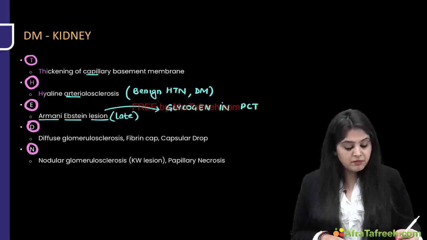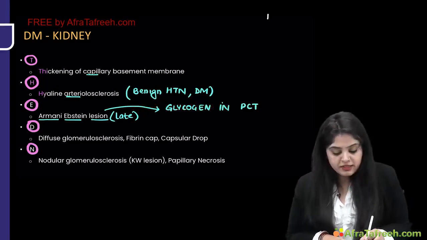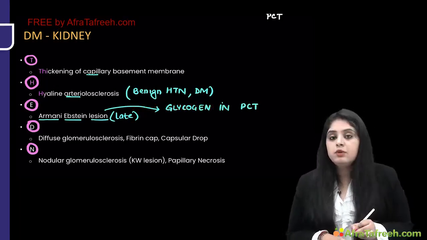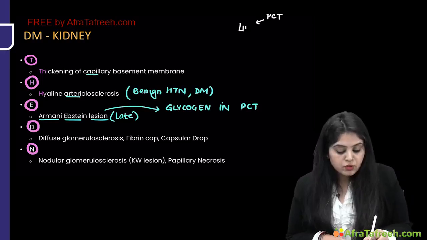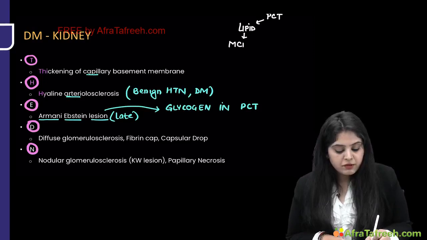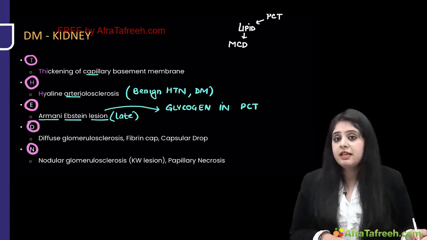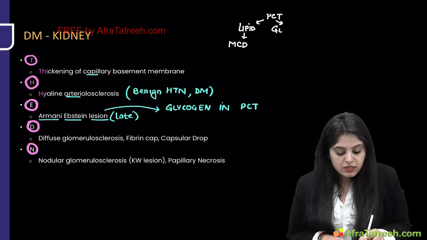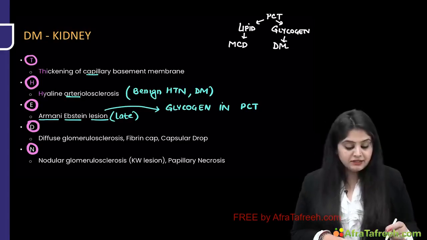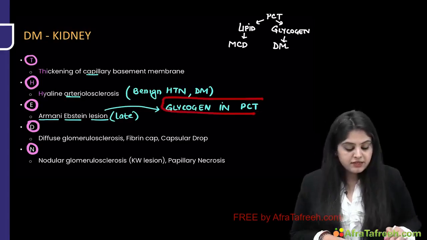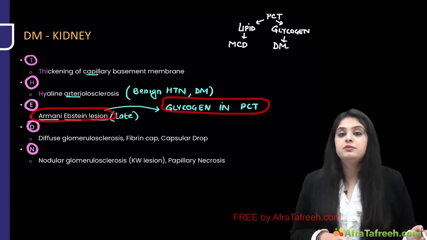Let me remind you of these two PCT things that I have in this chapter. In the proximal convoluted tubule, like I told you, in one place lipid is getting deposited. Remember lipoid nephrosis, minimal change disease. Now I'm telling you glycogen is getting deposited and that is a situation known as diabetes mellitus. And this glycogen in the PCT is referred to as the Armani-Epstein lesion.